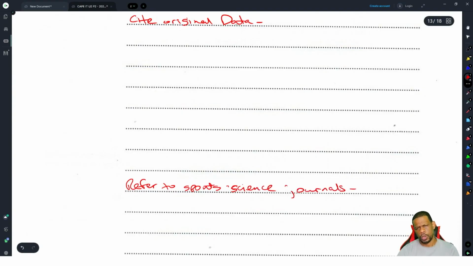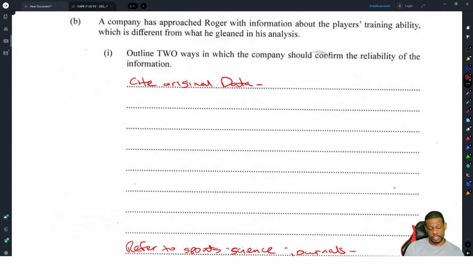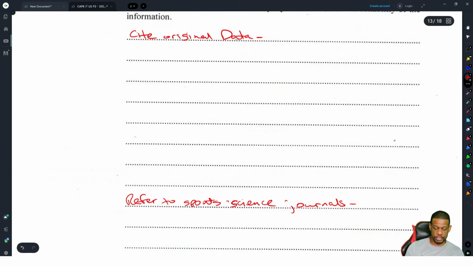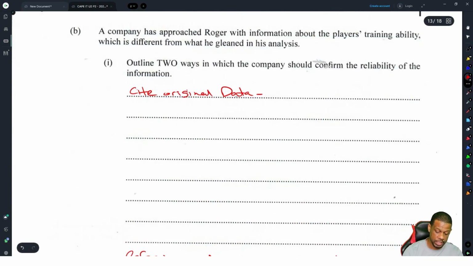Right. Now, they want you to show that they could confirm the reliability of the information. So if they could get the original data, show how the original data is better than the data that he was getting. And they could also talk about sports science journals where they show the new ways of checking things that will confirm reliability. And of course, in IT, especially IT Unit 2, it's a lot about how you critically think about it, which is good. So write your answer in such a way that you can convince the examiner that you know what you're doing now.